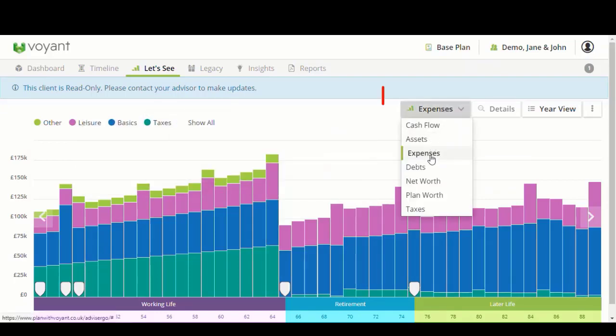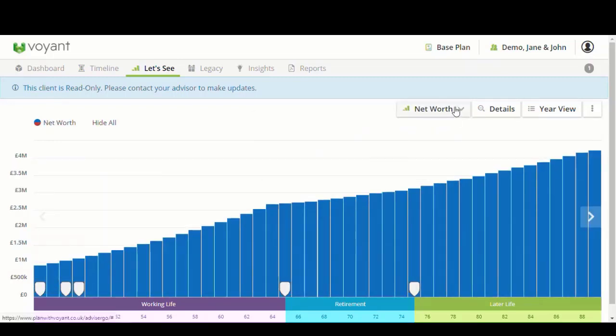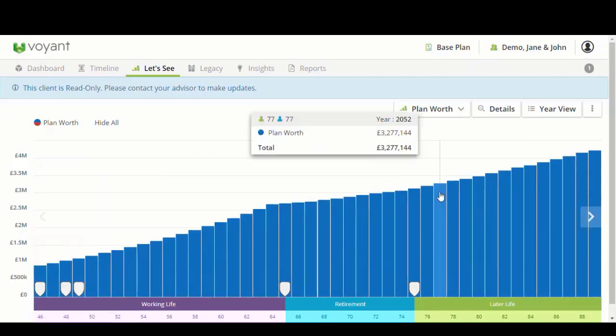Next, we have the debts chart. The only debt that these clients have is a repayment mortgage. And you can see that over the course of the plan, this is reducing and is finally paid off at age 86. The other charts that we have are the net worth and the plan worth. The net worth excludes trusts and the plan worth includes trusts. As these clients have no trusts, they are actually identical.